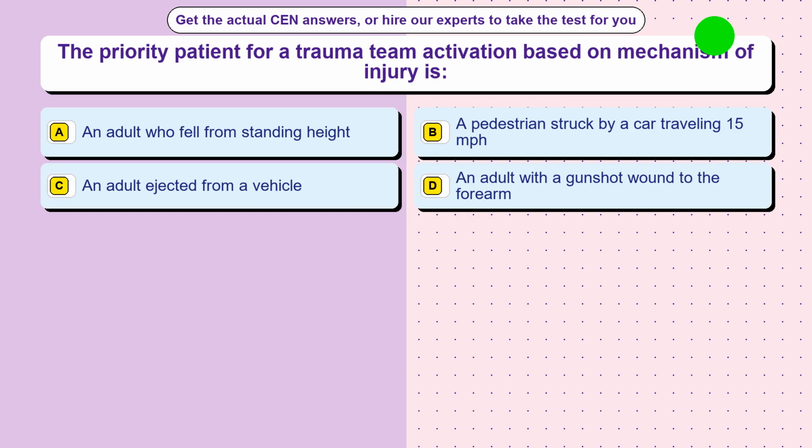Question 75. The priority patient for a trauma team activation based on mechanism of injury is Option A, an adult who fell from standing height. Option B, a pedestrian struck by a car traveling 15 miles per hour. Option C, an adult ejected from a vehicle. Option D, an adult with a gunshot wound to the forearm.